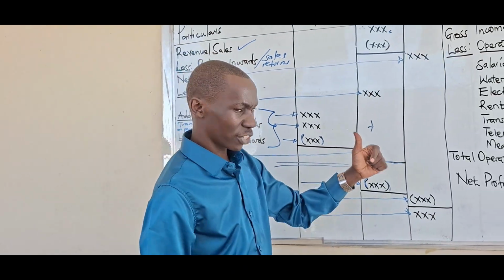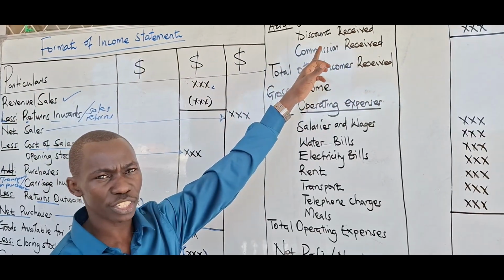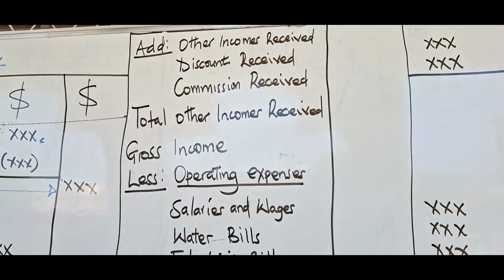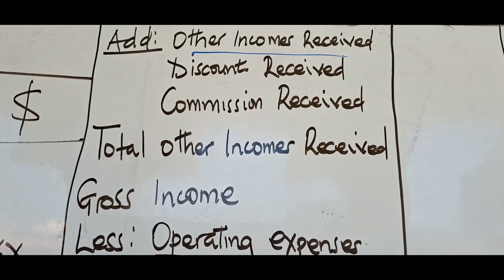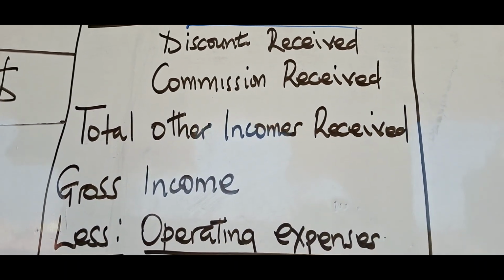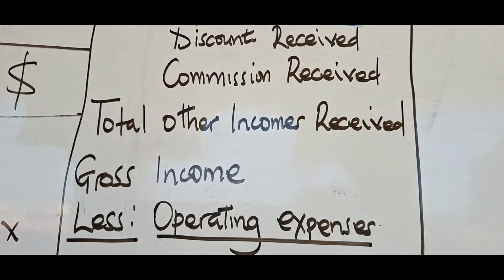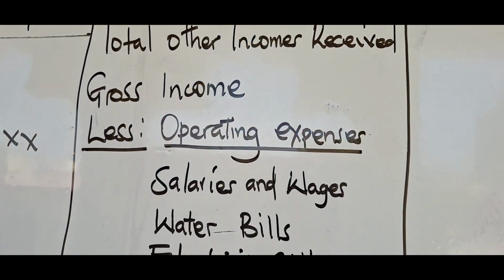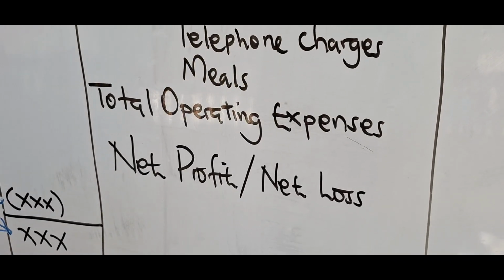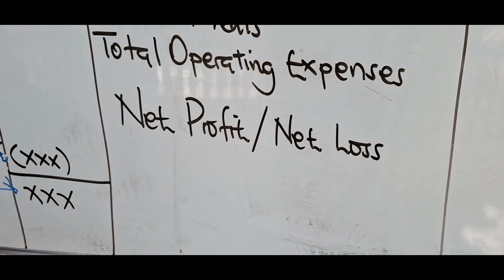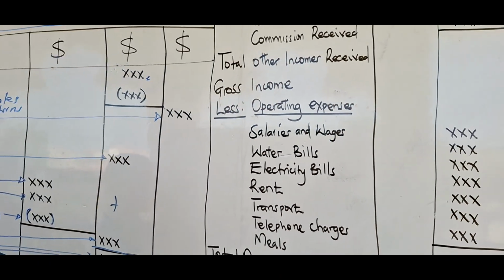So if you have such incomes received, we call that other incomes received. Hope you can see that. Other incomes received. We have to add on our gross profit. Examples, we may have things like a discount received, we may have commission received, among other incomes, which may even include the rent received, commission, discount, and any other income received by the business but from other sources, not from its core business.